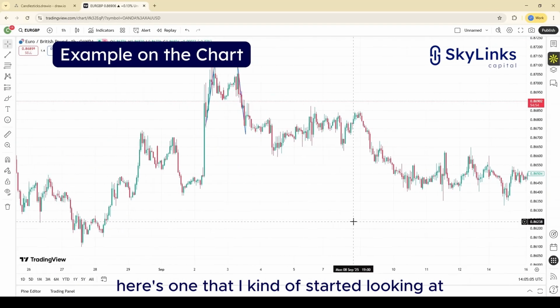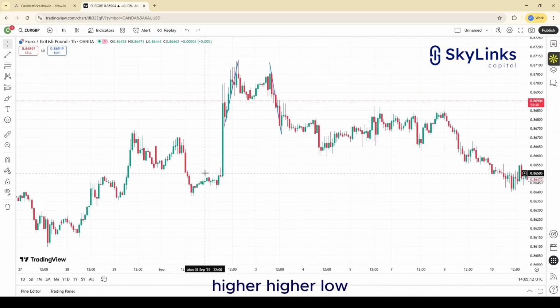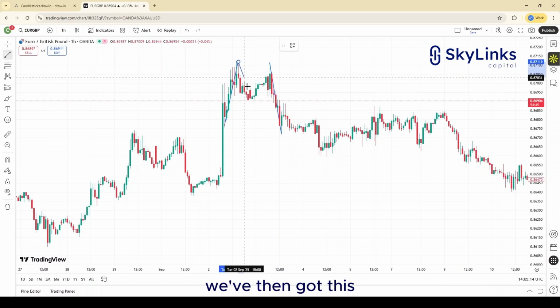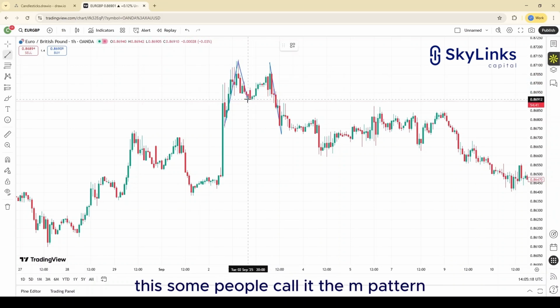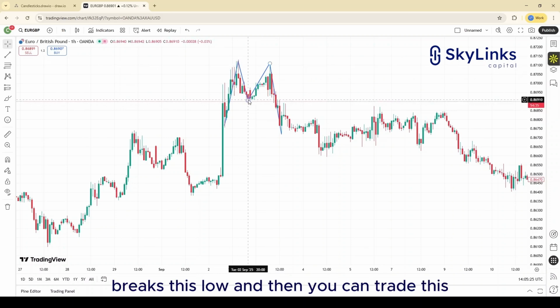Here's one that I kind of started looking at. You can see this market's trending higher, broken these highs, higher, higher, higher, low. We've then got this, some people call it the M pattern. I always like it, double top here. Fails to break this high, breaks this low, and then you can trade this lower.